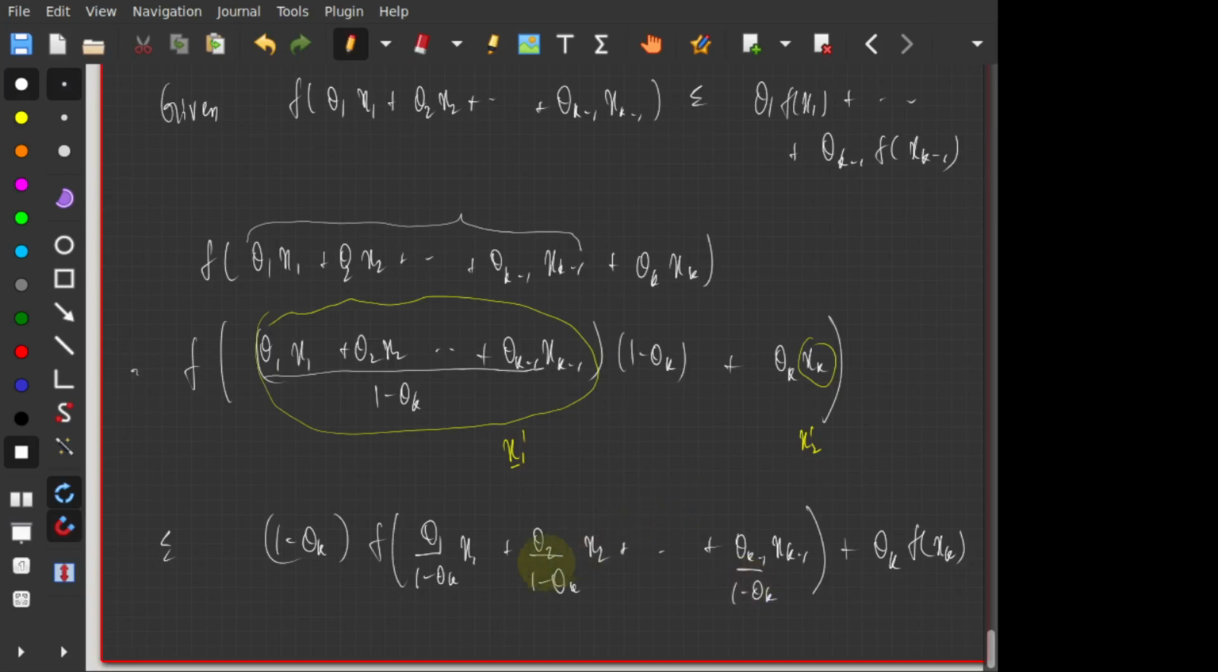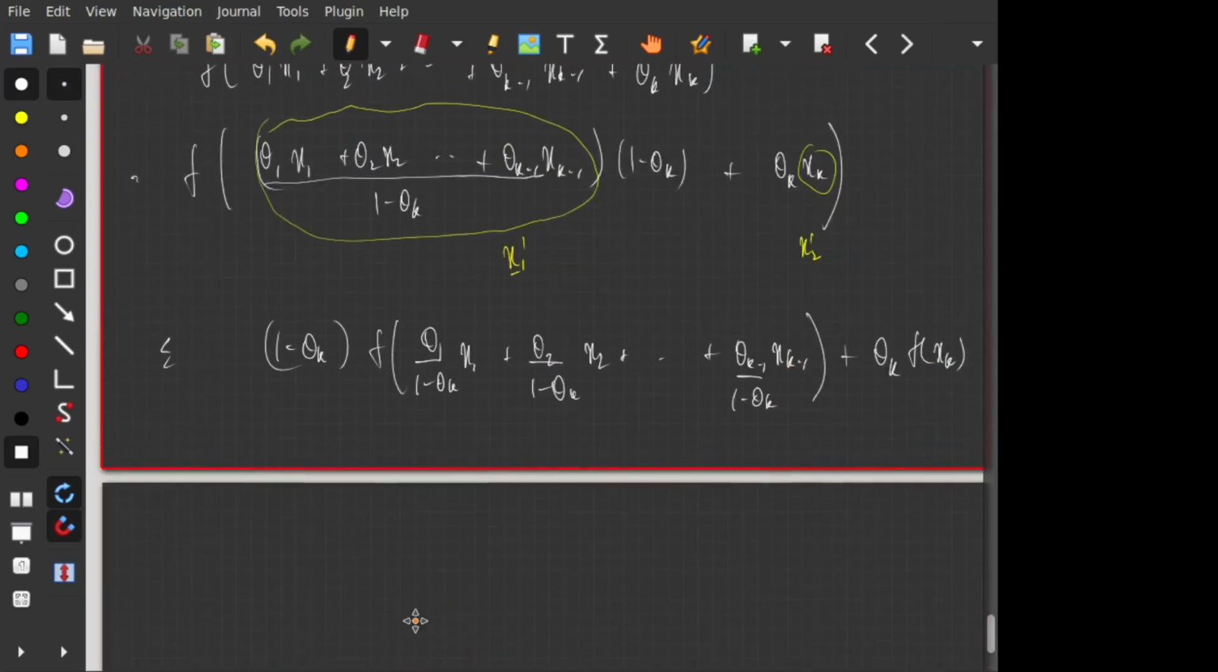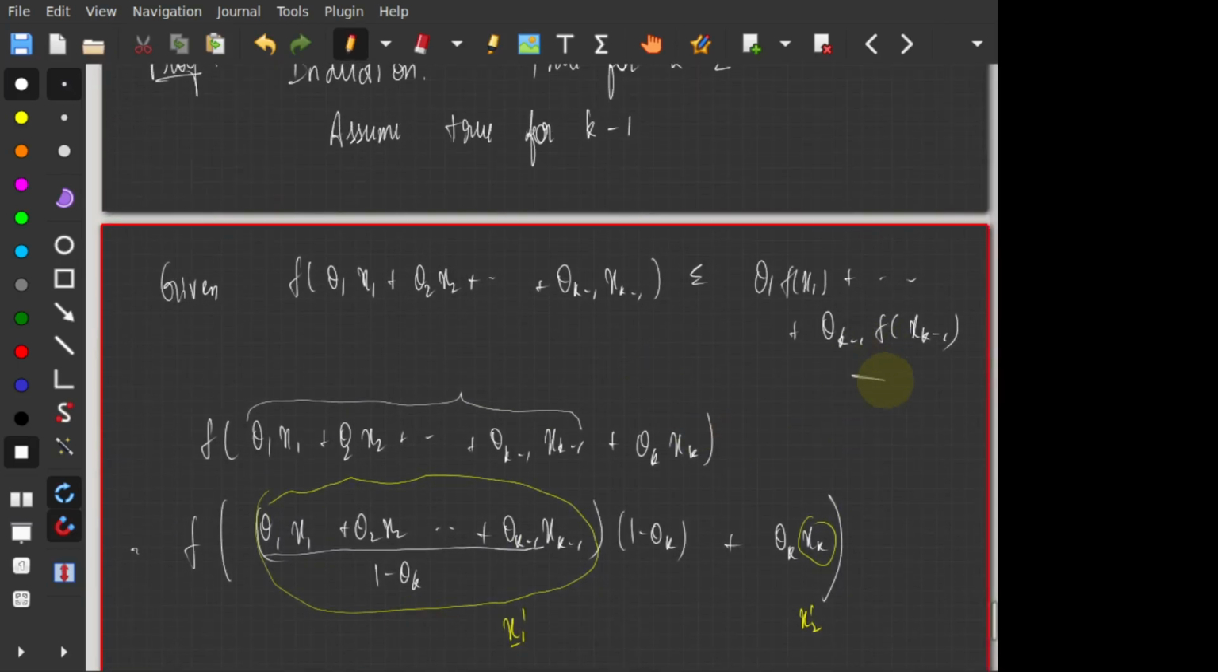Great. Now can I use the induction step on this? Do the coefficients all sum up to 1? You're convinced? Because all the theta i sum to 1, theta 1 up to theta k. So if you leave out theta k, theta 1 plus theta 2 up to theta k minus 1 must sum to 1 minus theta k, which is exactly what you divided by. Now use the induction hypothesis.